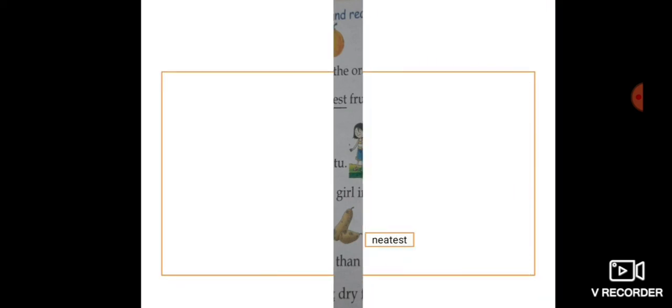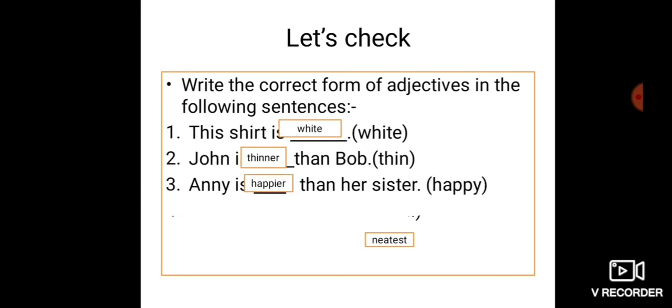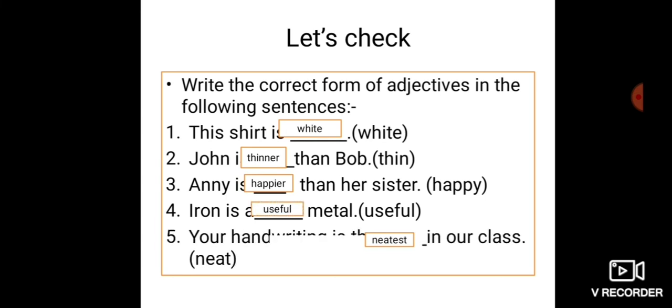Okay. So exercise. This we have done in our last video also, so I'll just be explaining the last one. Your handwriting is the neatest in our class. I am comparing your handwriting with the handwriting of all the other students present in the class. So what I'll say is that your handwriting is the neatest one. Okay, it is neat. We have to change neat to the superlative degree. So what I have done, I have added est to it.